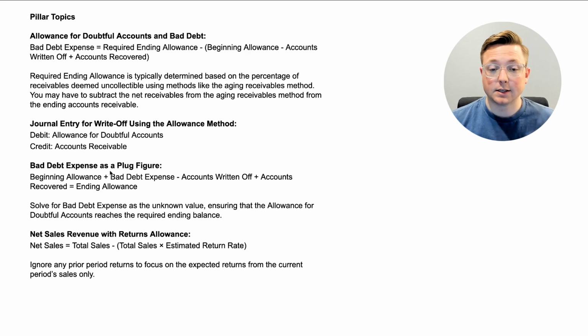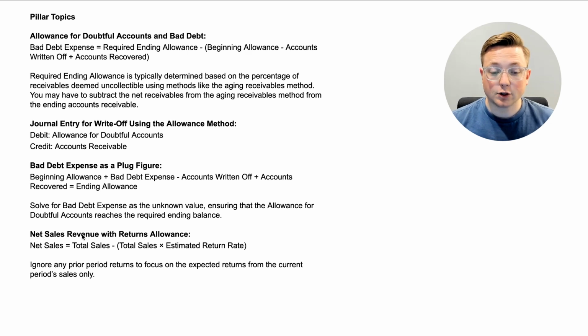Now, bad debt expense as a plug figure, again, this is a different way that you can calculate the bad debt expense. You can just take the whole equation that there typically is, which would be the beginning allowance plus the bad debt expense, which you probably don't know, less the accounts written off plus the accounts recovered, and that will equal the ending allowance. And you can use this to move things around and to figure out what the plug is, what the bad debt expense has to be to get to that ending allowance based off of the other information. Basically, you have to solve for bad debt expense as the unknown value, so you kind of have to use that as a plug.